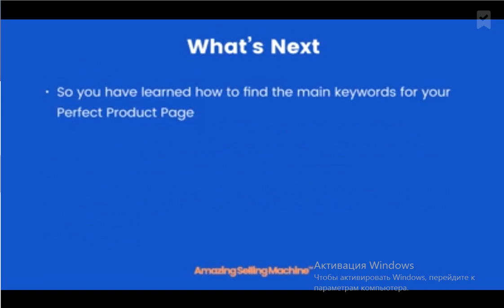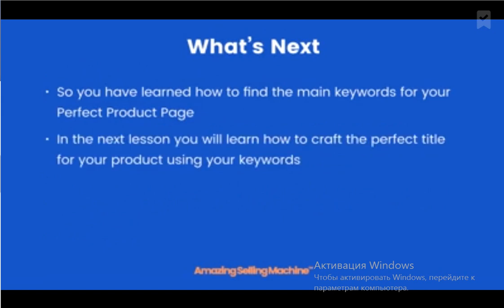So what's next? Now you've learned how to find the main keywords for your perfect product page. In the next lesson you will learn how to craft the perfect title for your product using your keywords. Action: build your keyword list. But that's it for this lesson. Take care.